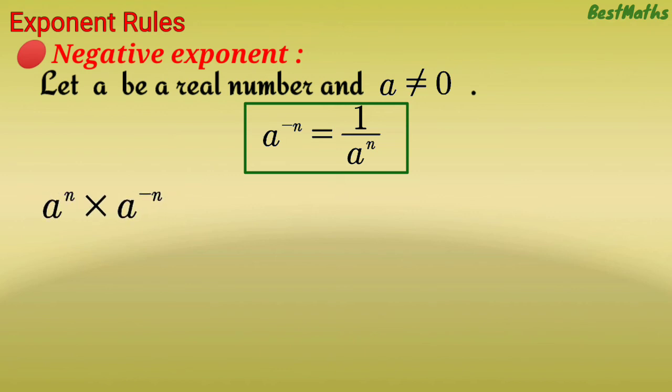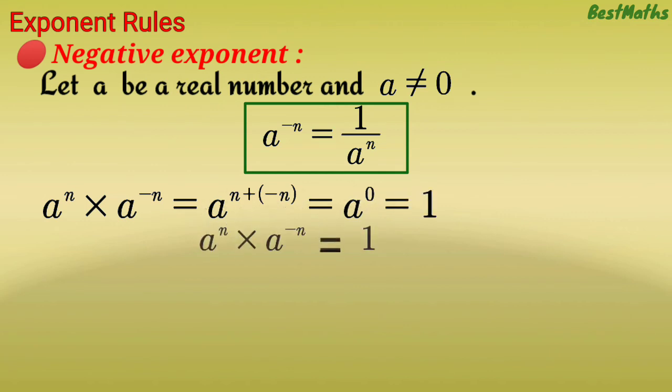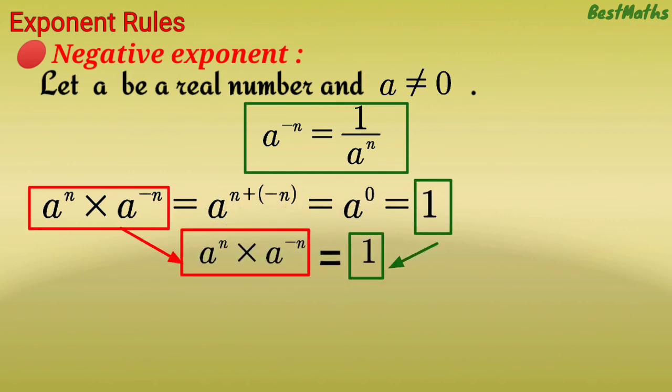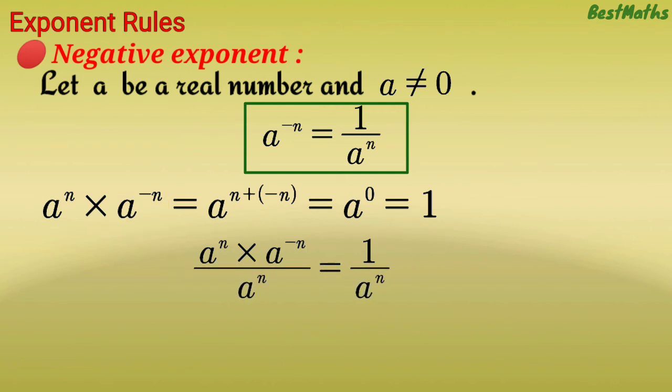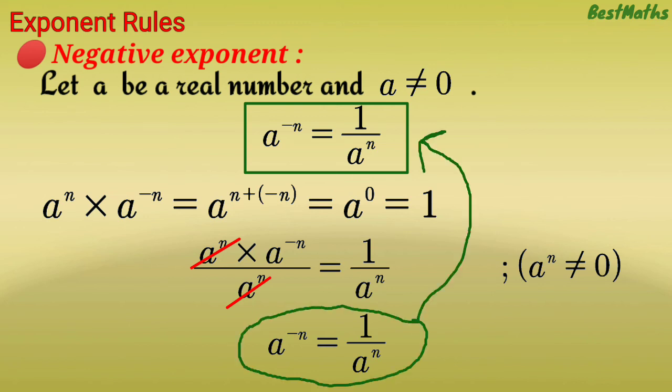A to the n power times a to the negative n power, by the product rule, is equal to a to the n plus negative n, which is a to the 0, which is 1. Now, we have a to the n times a to the negative n is equal to 1. If I divide both sides by a to the n, I get this expression. And here, we have the right to divide by a to the n because it's a non-zero number. We will simplify by a to the n. We will get a to the negative n is just 1 over a to the n. So that's where this rule about negative exponents comes from.